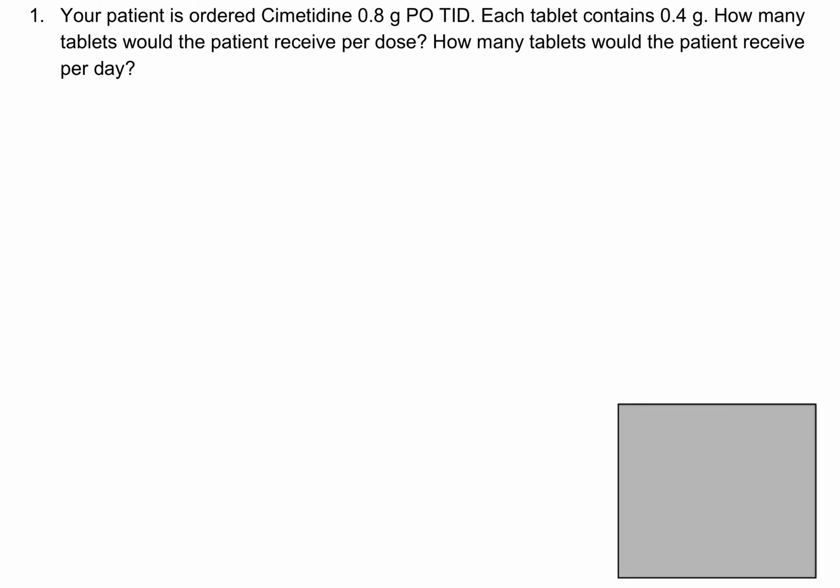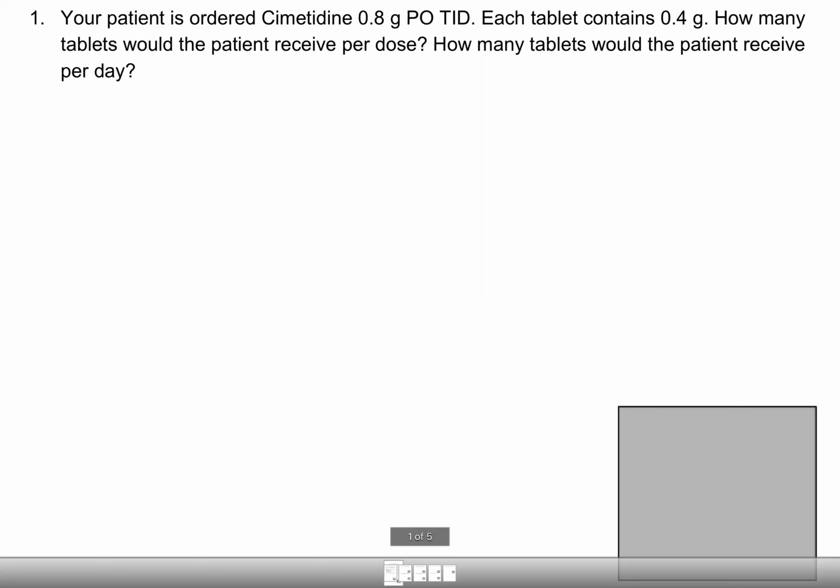On the top left-hand corner of your page, go ahead and write down what you're looking for. So for the first part of the question, we are looking for tablets per dose. And the second part of the question, we're looking for tablets per day. And go ahead and box those so that you remember what units we're looking for.